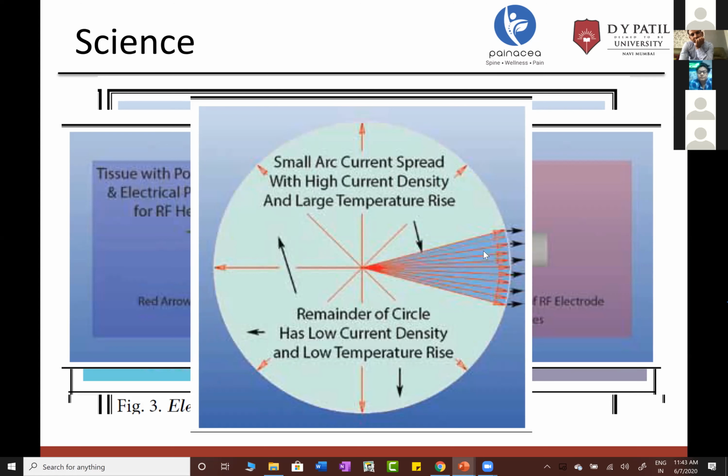It is unidirectional. However, this can be improved if you have a different machine like the cooled RF. Okay, so you can have a greater arc with higher density with these models, or you can use multiple lesioning, or you can use, as Dr. Paswan was saying, that he's using because of cost issues, that also can be used.